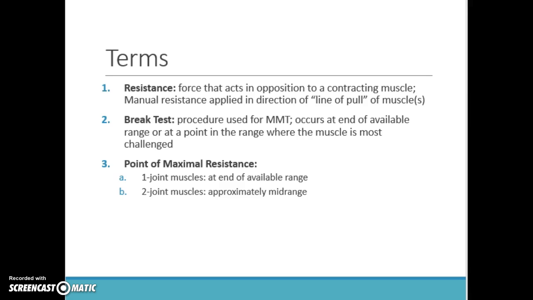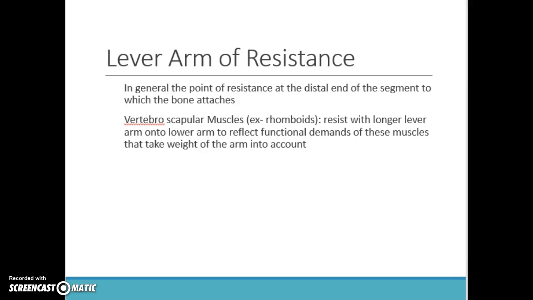It occurs at the end of the available range or at a point in the range when the muscle is most challenged. The point of maximum resistance in one joint muscles is at the end of the available range, and the point of maximal resistance in two joint muscles is approximately mid-range. In general, the point of resistance is at the distal end of the segment to which the bone attaches.